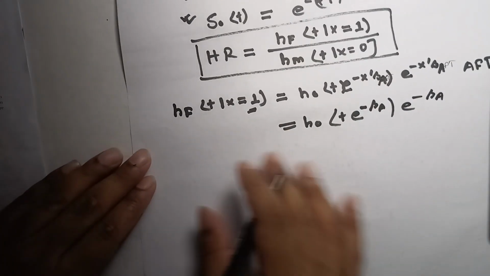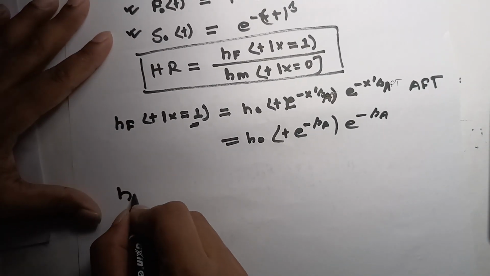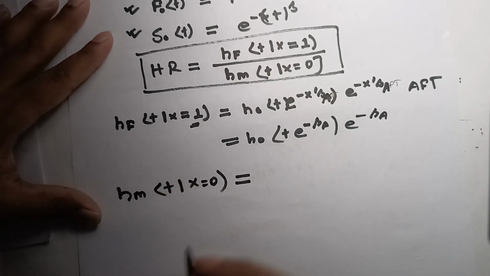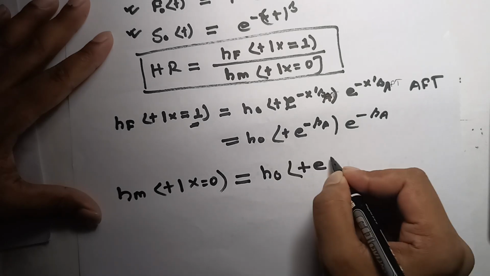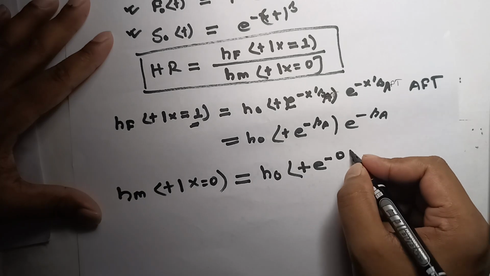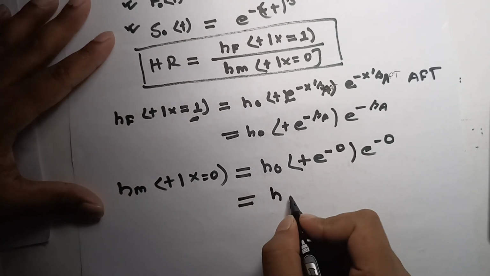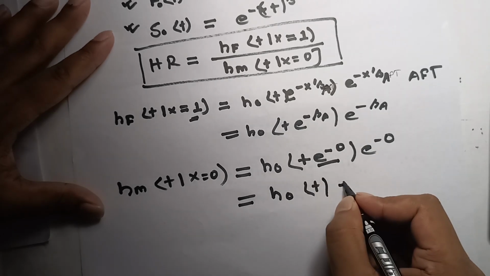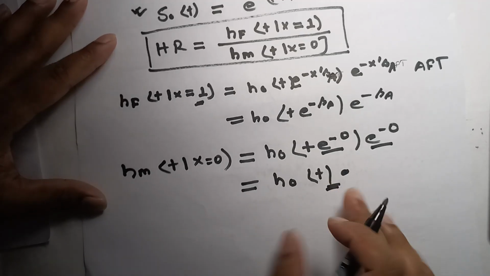Similarly, the next one is h of male t given x is equal to 0. What will I have? H naught e to the power minus 0, then e to the power minus 0. So what we will have? H naught of t, as e to the power 0 is 1, and this will be 1. So I found this one, H naught t.